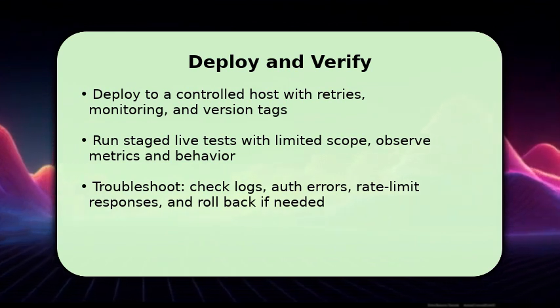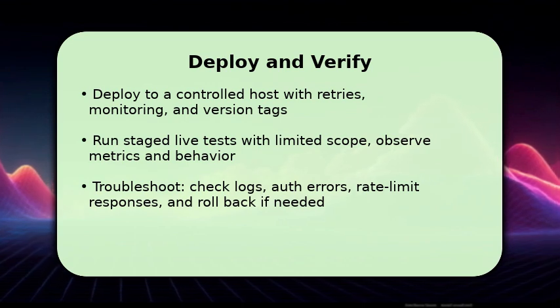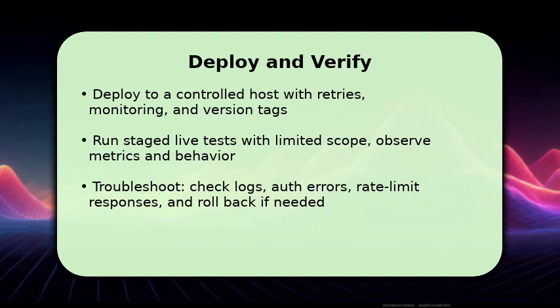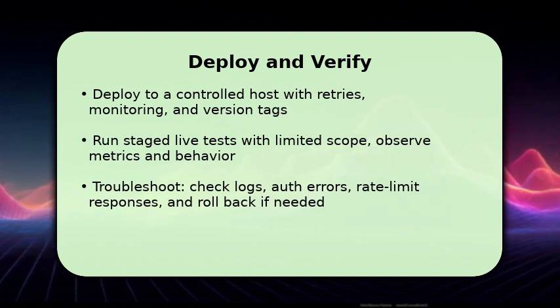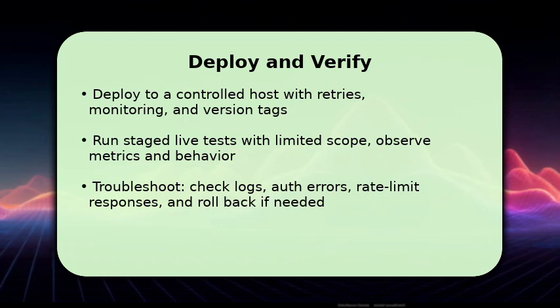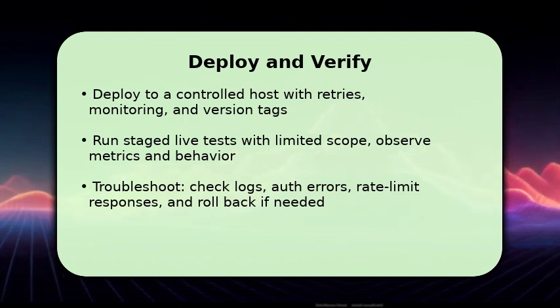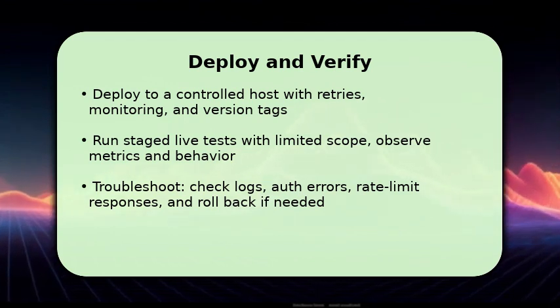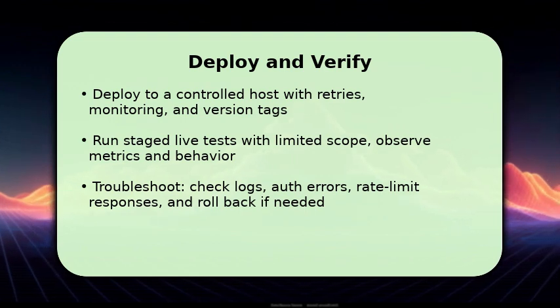If anomalies appear, check logs for auth failures, rate limit responses, or unhandled exceptions, and disable the bot if needed. Finally, iterate configuration based on evidence, tighten safety checks, and schedule periodic reviews to keep the bot stable and compliant.